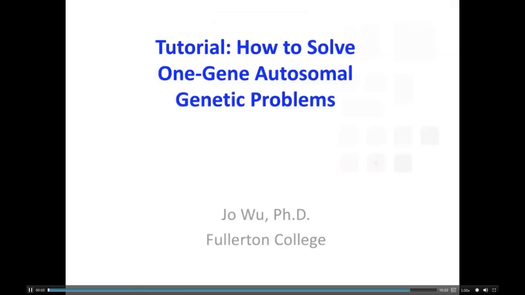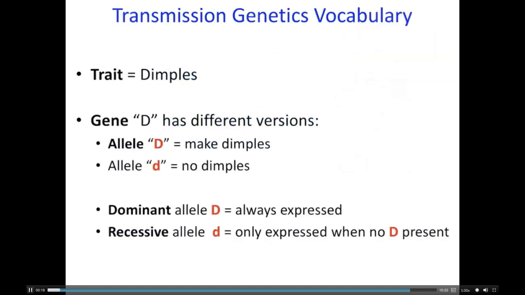Hi, this is a quick tutorial on how to solve one gene autosomal genetics problems. So you need to read the lecture notes on the genetics vocabulary, but I'm going to be using the example of a trait of dimples. The gene that encodes for the dimples information has different versions. We will just use two alleles for now.